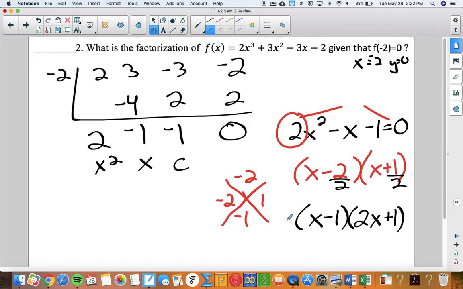So the factorization of this entire polynomial, then to equal that, because this just equals the x squared term, we then need to multiply it by x plus 2. Where did I get the x plus 2 from? That's what gives me a 0 of negative 2.